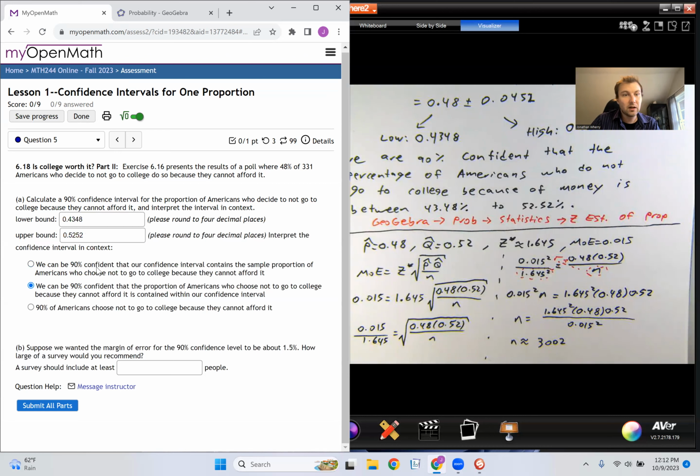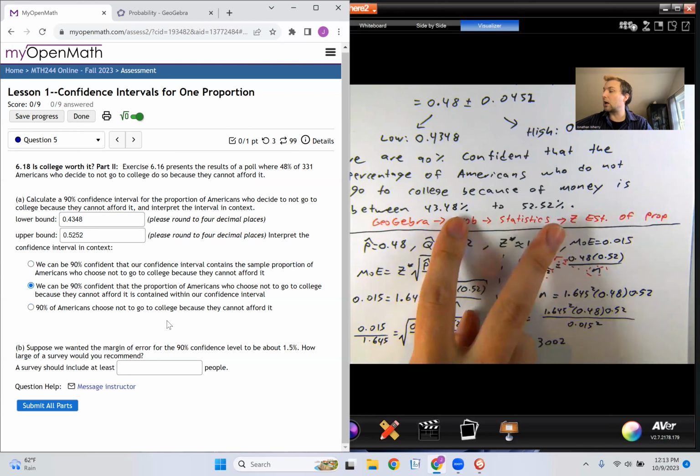We can be 90% confident that our confidence interval contains the sample proportion. So my conclusion should be about a population. I plug in sample information, but it spits out information about population. So that's not what we're looking for. We can be 90% confident that the proportion of Americans who choose to not go to college because they cannot afford it is contained within our confidence interval. Oh, so I actually did randomly click the right answer there.